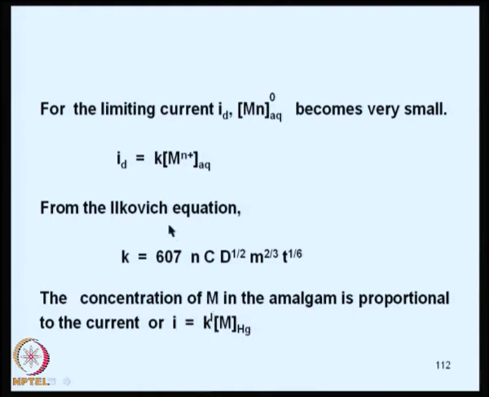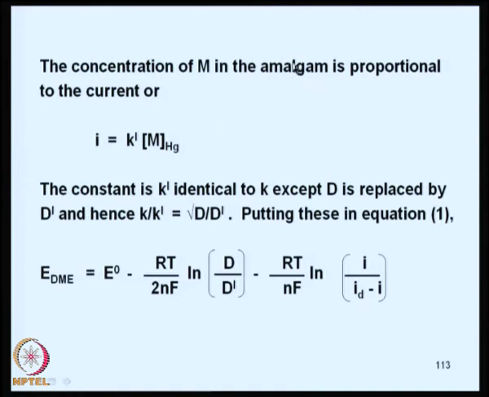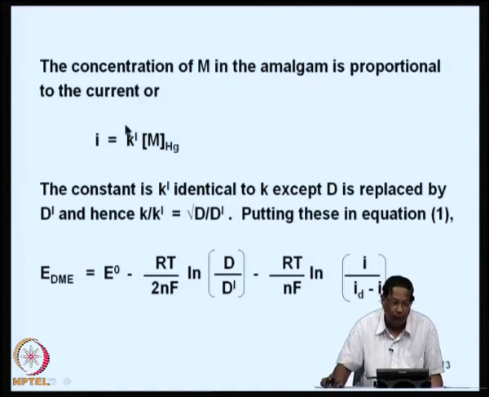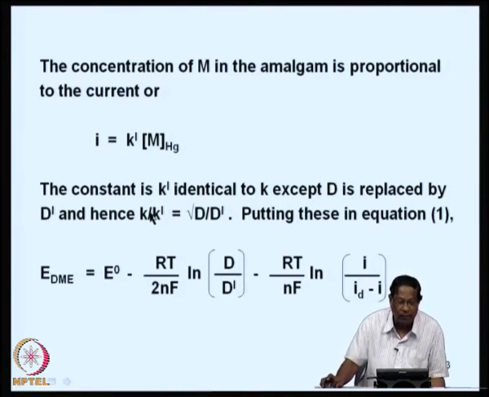I am not going to write k here, but I am going to write k dash into metal on mercury. That is what I have written here. So, the concentration of M in the amalgam is also proportional to a similar expression, k dash into M in Hg. The constant k dash is identical to k, except D, the diffusion coefficient, is replaced by D dash, and you can show by a simple derivation that k by k dash is equal to square root of D by D dash.